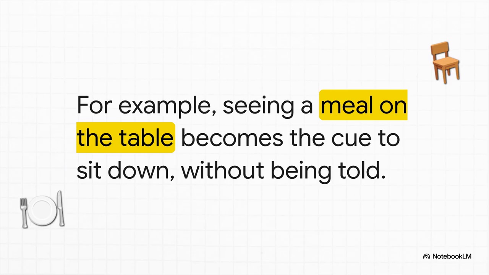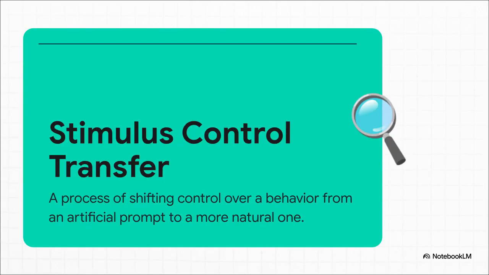For example, an individual learns that seeing their meal on the table is the signal to sit down and get ready to eat. The meal itself gains control over that behavior. Nobody has to say a word. The cue is just part of the environment. And that brings us right to our main topic. Stimulus control transfer is just the fancy term for the process of intentionally shifting which signal triggers a behavior. We're moving control away from an artificial prompt, like me telling you what to do, to a much more natural cue, just like that meal on the table.